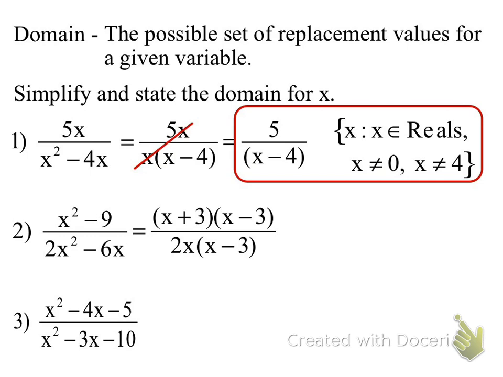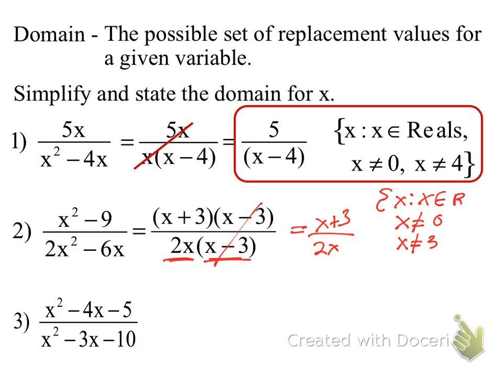Okay, what would give me a 0 here? In 2x, if x equals 0, so x cannot equal 0. And what's going to give me a 0 here? x cannot equal 3. Now we can cross cancel and we're left with x plus 3 over 2x. But the domain is x is an element of the reals, but x cannot equal 0 and x cannot equal 3.